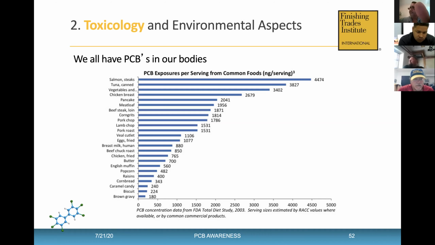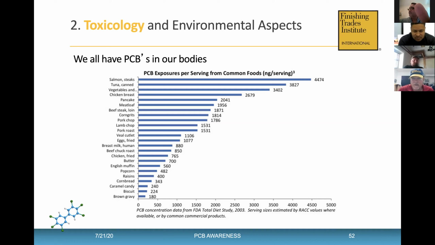So Bernie, that must be why the FTI offers biscuits and gravy every morning for breakfast. Look where that is on the list. I know, huh? Brown gravy, 180 nanograms. Caramel candy. Yep.